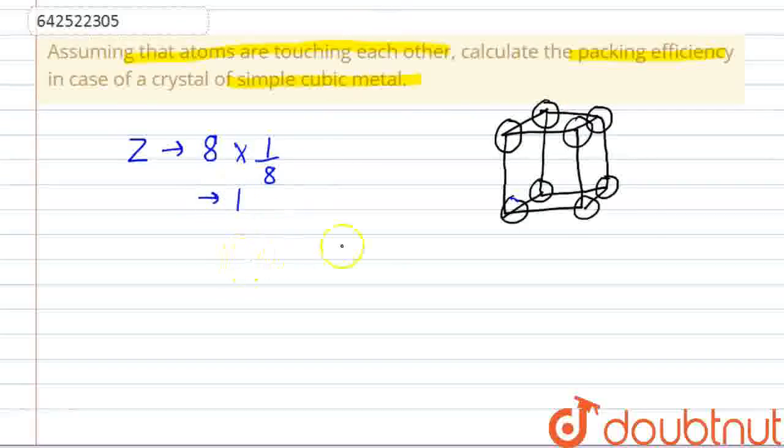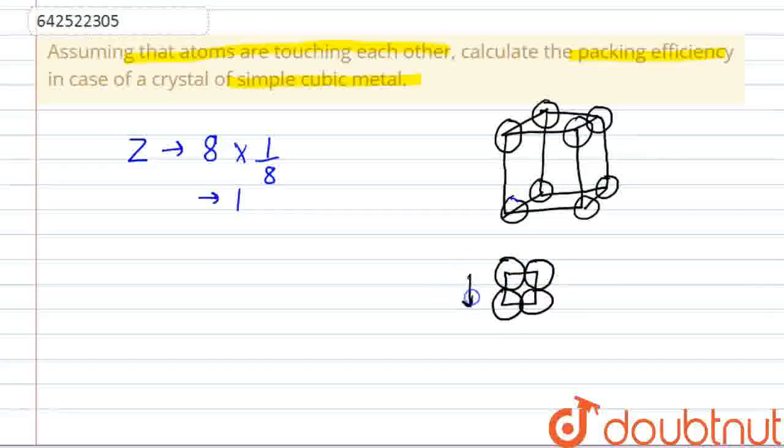Now we will draw the 2D structure of this cubic unit cell. In reality these are touching each other. We will show this in the 2D structure. Let us discuss this face or this part of the cube. It is like this actually. Atoms are touching each other. So this is basically the 2D structure.